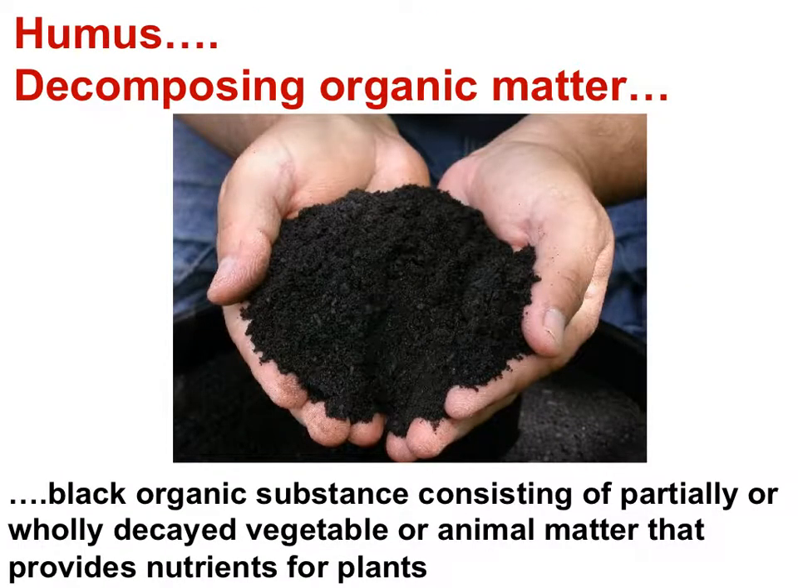Remember the importance of organic matter in soil. Humus is the black organic substance consisting of partially or wholly decayed vegetable or animal matter that provides nutrients for plants. Loam, the soil that best supports NPP, is composed of sand, silt, and clay in varying proportions, but also loam has humus, decomposed organic matter.